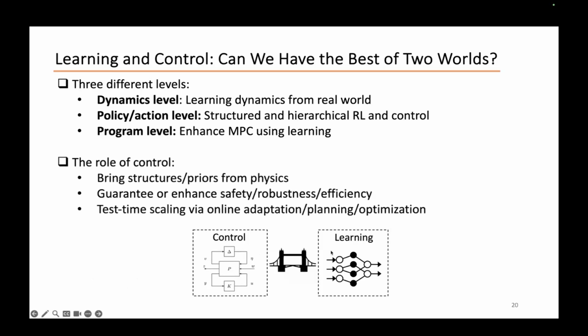In my view, the role of control is threefold. First, it brings structures and priors from physics, making everything more efficient and safer. Second, it guarantees or enhances safety, robustness, and efficiency. And finally, which is something recently very interesting to me, control gives you an interesting perspective on test time scaling. Once you learn a policy, we can use tools from control for test time scaling, like online adaptation, online planning, online optimization. Okay, let's get started with the first one, the dynamics level.